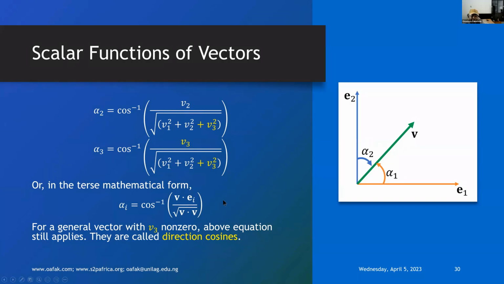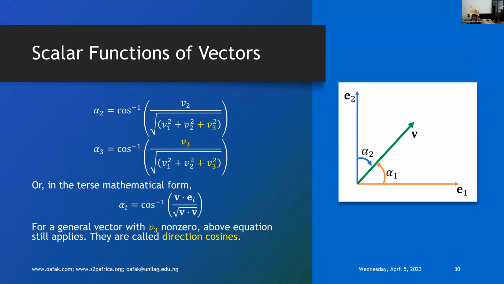So can everybody agree with me that this alpha 1, alpha 2, alpha 3 can be written in the mathematical form as alpha i is equal to the angle whose cosine is v dot ei over the square root of v dot v? Can we all agree? Do I have agreement there? Is it accepted? Okay, so you can see it is possible.